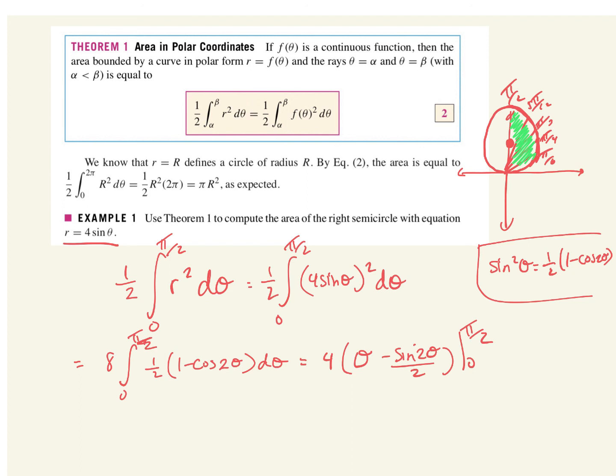F of b minus f of a will give me 4 on the outside of everything, evaluating by plugging in pi over 2 first.